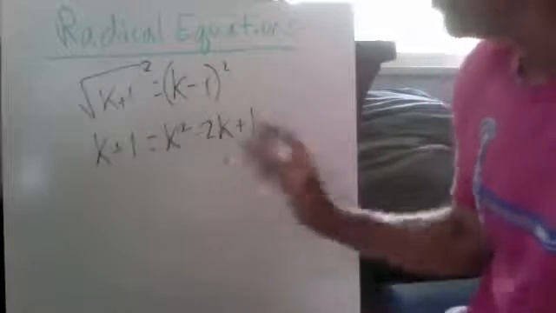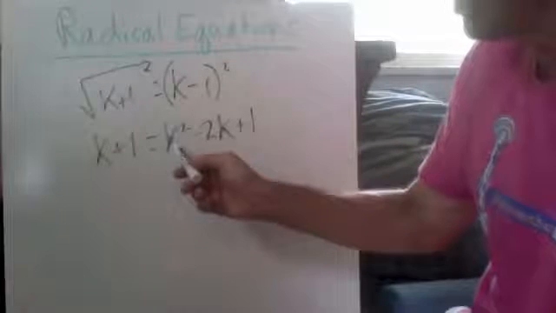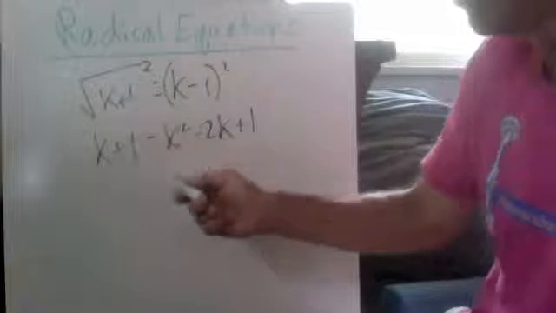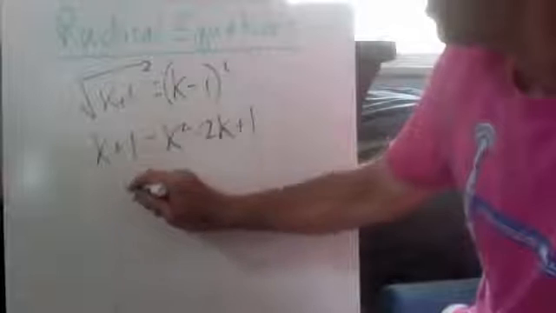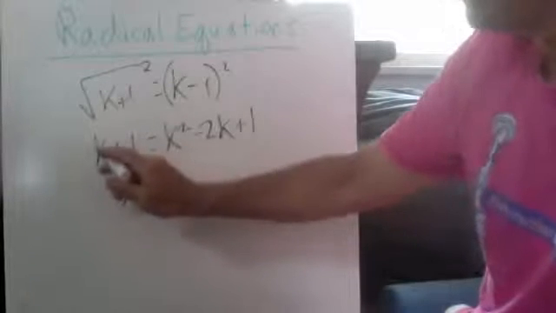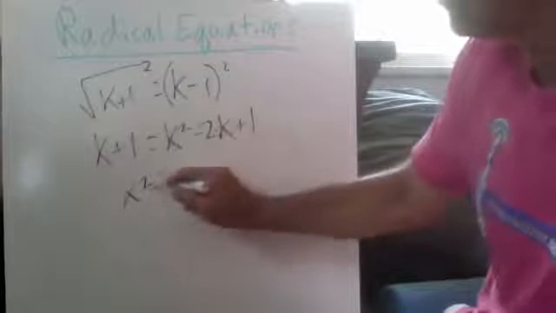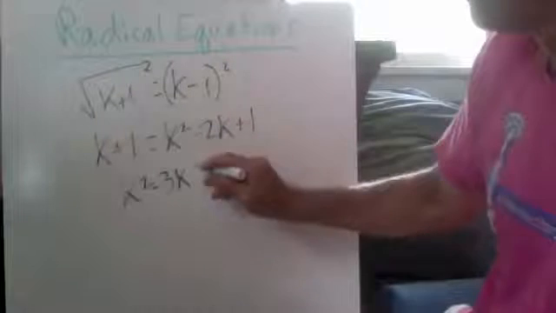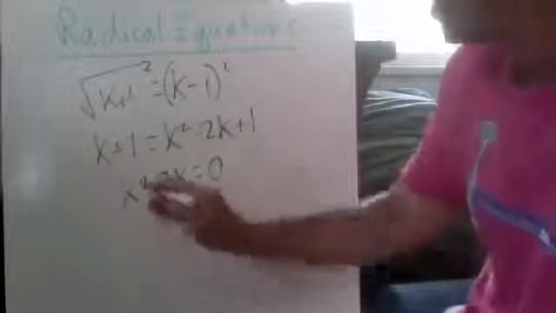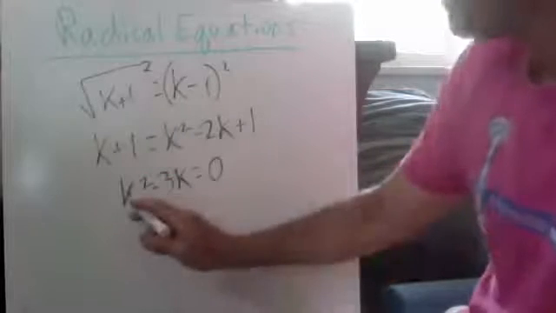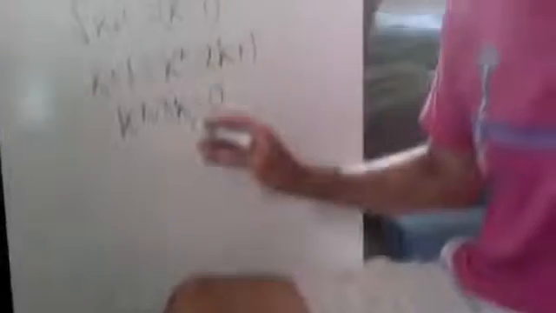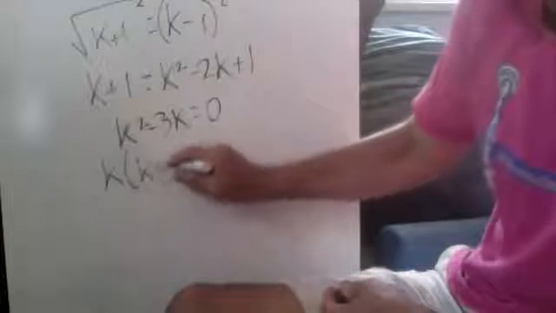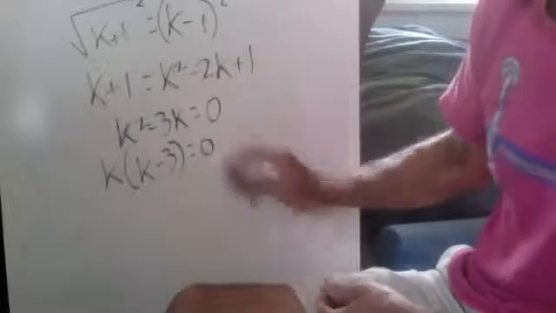At this point, we're going to simplify, get everybody on the same side. So let's leave k squared there, and we'll move that k over and subtract it. And we'll move that 1 over and subtract it. So it'll be k squared. And when we subtract that k from that negative 2k, we'll end up with negative 3k. And when I subtract 1 from 1, I get 0. So that's simplified. Now, I see that there's a common k here. Let me factor that out. k times k minus 3 equals 0.